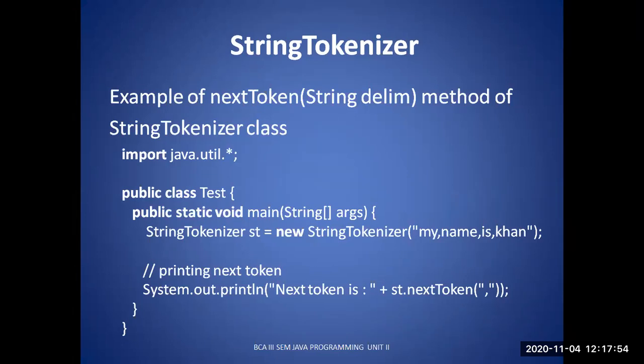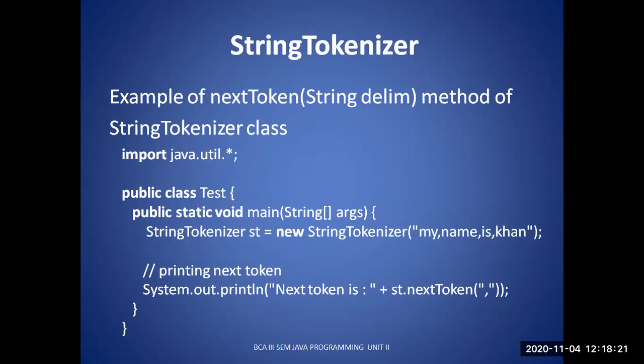So we are directly specifying a delimiter here. You can observe that we are using a StringTokenizer st object with the same string, my name is Khan, but in the previous example we kept space as the delimiter. Here we are directly keeping the comma as the delimiter. So whenever you are trying to display the contents, the comma will be used as a delimiter.